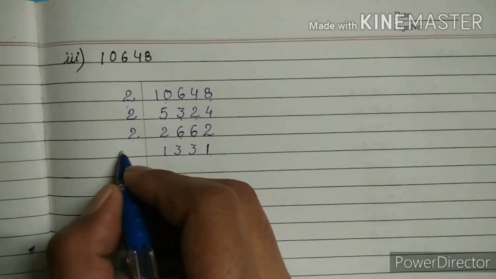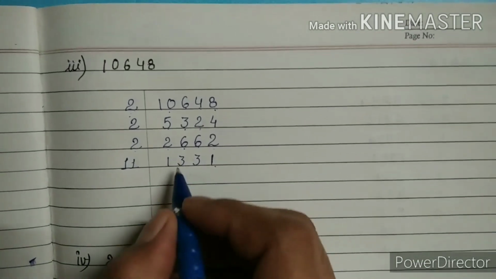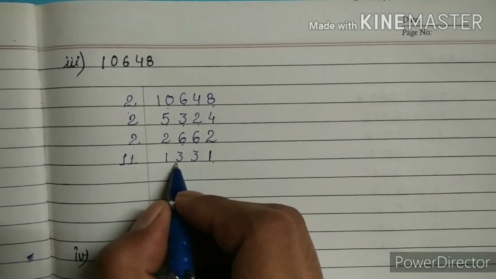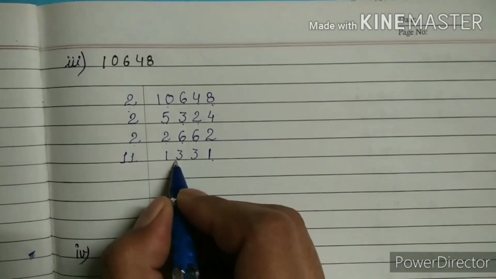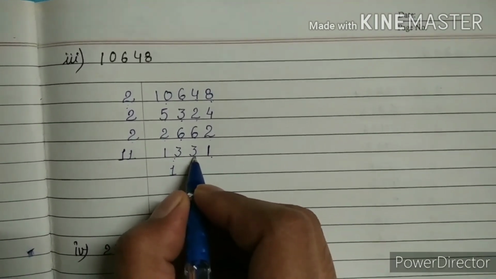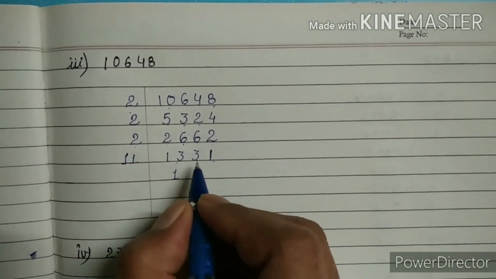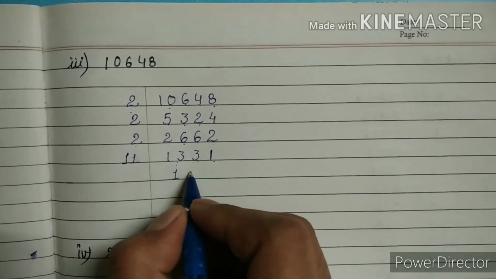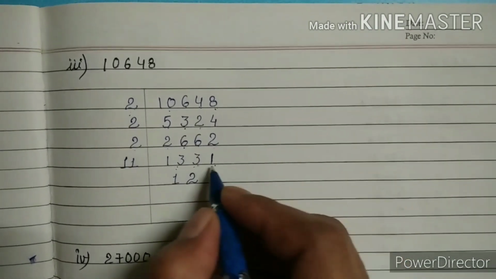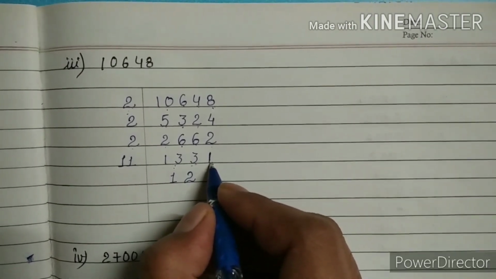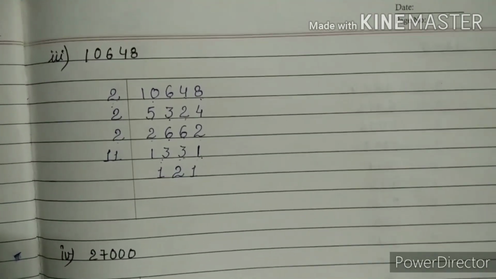Now 1331 will directly go with the table of 11. Okay, 13 is not coming in the table of 11. 11 is coming 1 time, that remaining 2 will go near to 3 and it will become 23. 23 is not coming, 22 is coming. How many times? 2 times, and that remaining 1 will go near to 1 and it will become 11. 11 is coming 1 time.